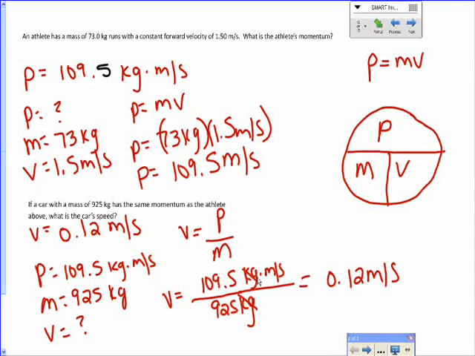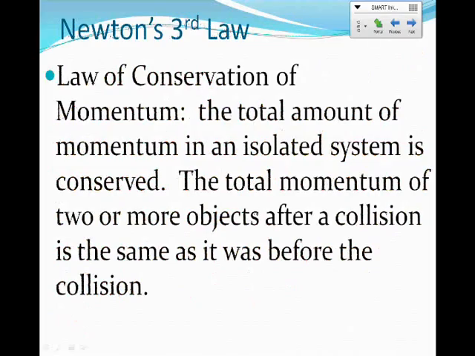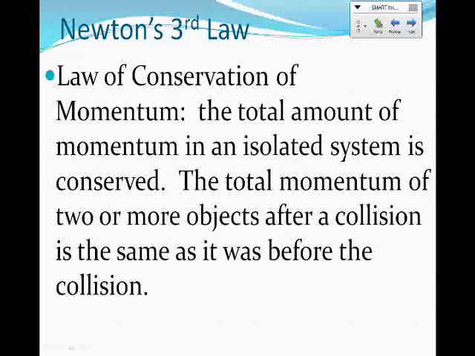Now let's go ahead and finish up our notes. The last thing for us to discuss is the law of conservation of momentum. The total amount of momentum in an isolated system is conserved. The total momentum of two or more objects after a collision is the same as it was before the collision. So that just means that momentum is never created or destroyed. Same thing that we've talked about as far as law of conservation previously.